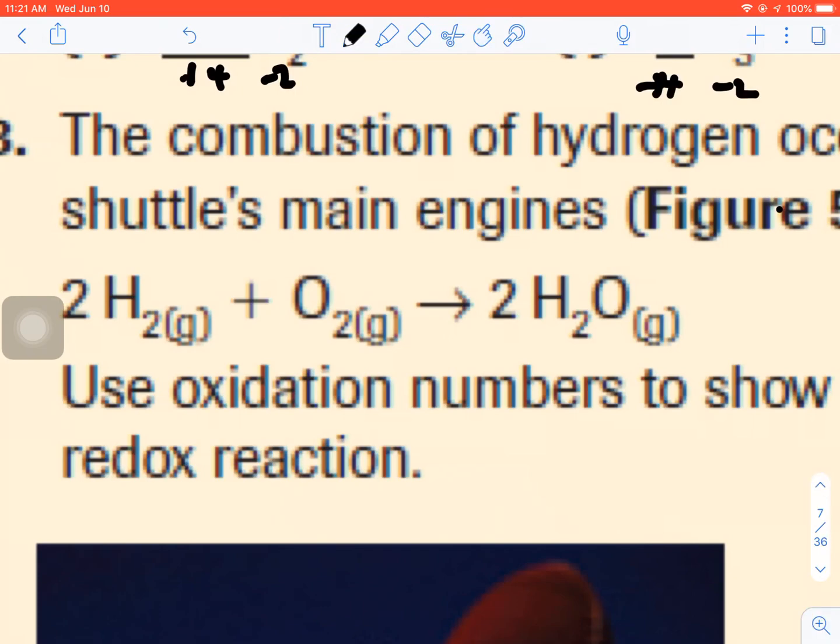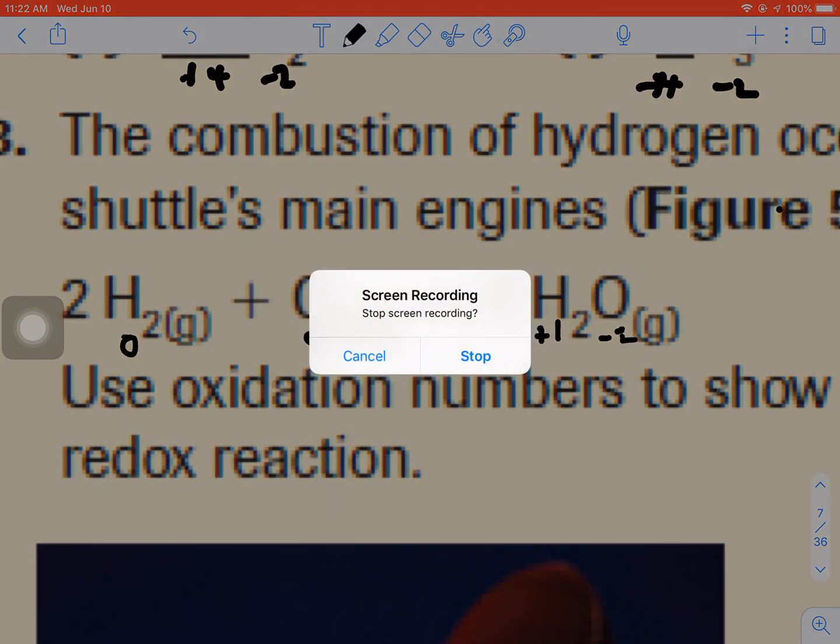This one basically says, what are the oxidation numbers to prove that this is a redox reaction? Hydrogen is 0, it's an element. Oxygen is 0, it's an element. Remember, oxygen is always -2 unless it's just an element. And then down here, oxygen is -2, while hydrogen is +1. And notice that the charge is balanced. I've got 2 negatives and 2 pluses. So there's my redox reaction.